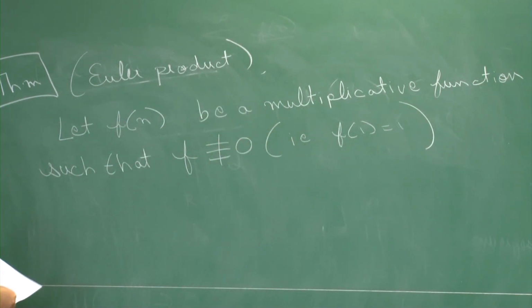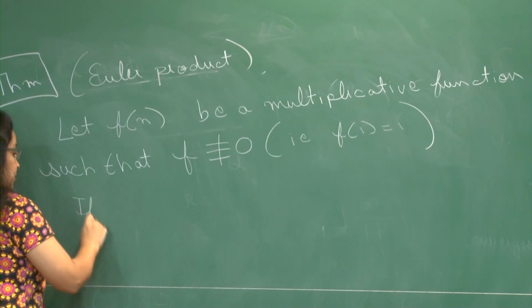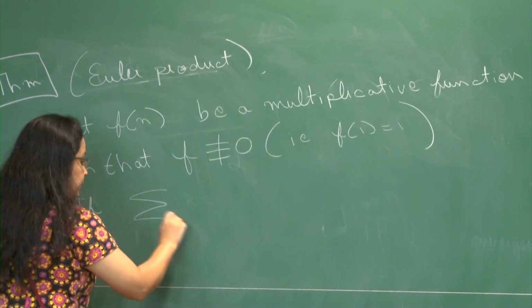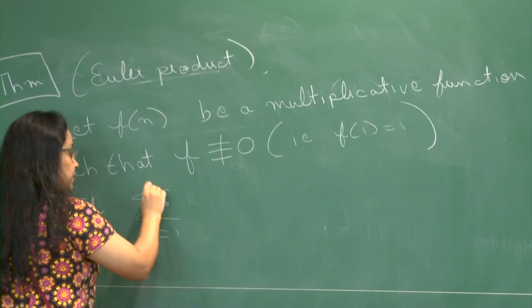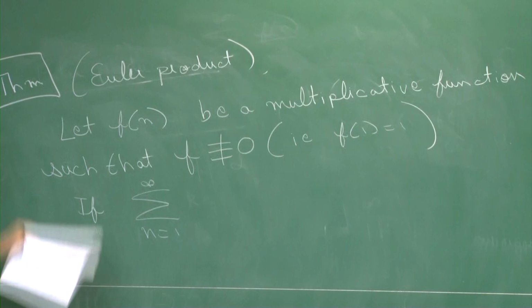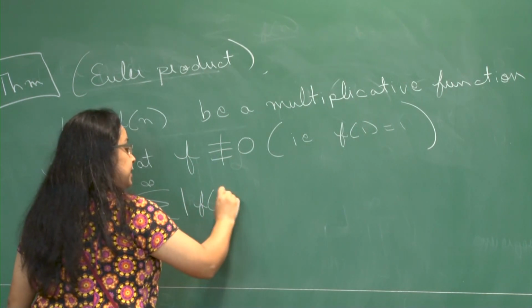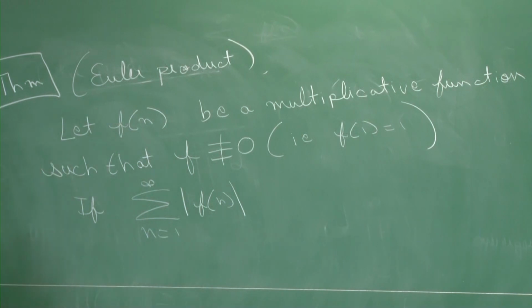In this scenario, suppose you are starting with the multiplicative function such that the corresponding sum of the values at every natural number is absolutely convergent. So we are not talking about Dirichlet series yet, we are writing something more general.